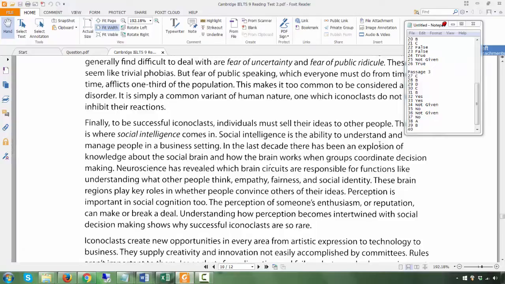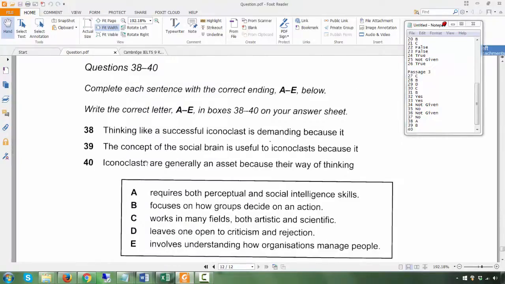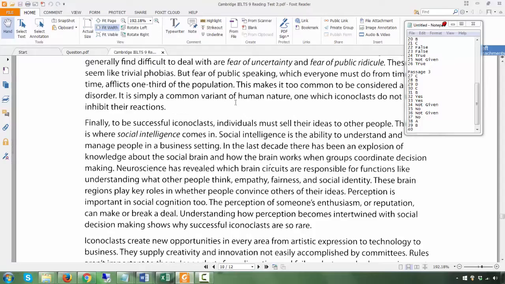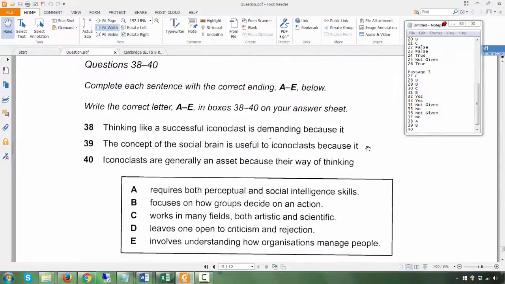In the last decade, there has been an explosion of knowledge about the social brain and how the brain works when groups coordinate decision making, because it focuses on how groups decide on an action. Okay, social brain, how the brain works when groups coordinate decision making. Okay, so this concept of social brain is useful because it focuses on how groups decide on an action. Okay, decision making there.